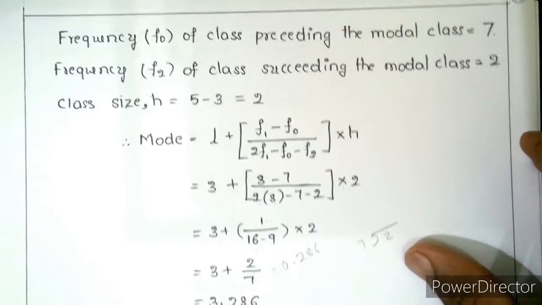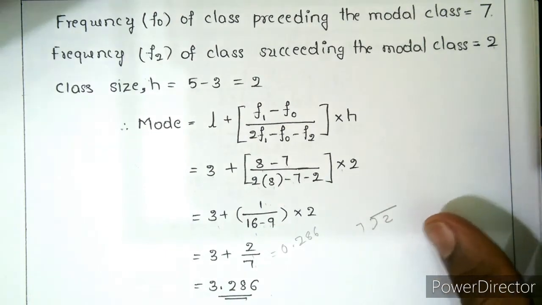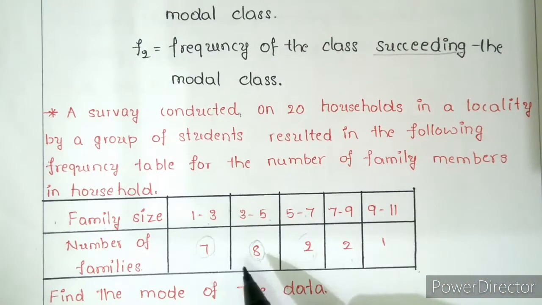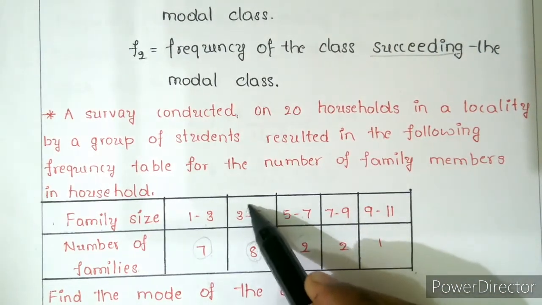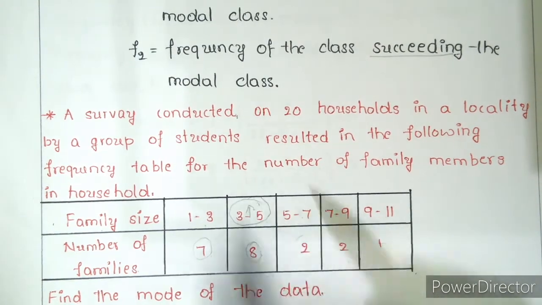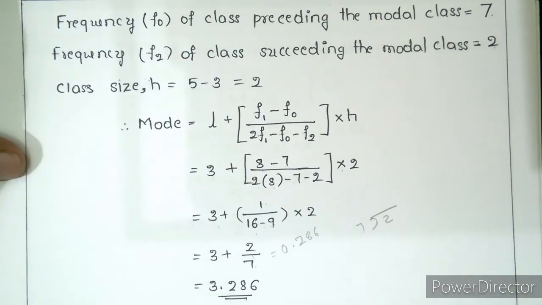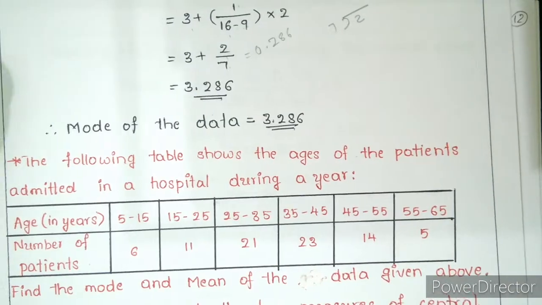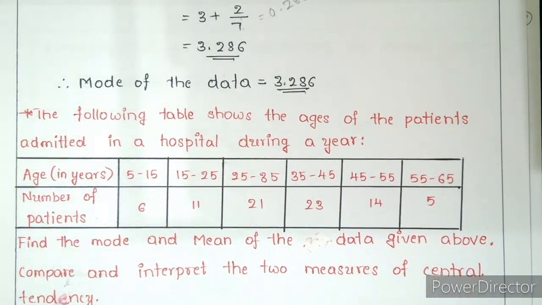0.286. So the answer is 3.286. So the answer is nearly in that class interval. The answer is 3.286. Next problem. The following table shows the ages of the patients admitted in a hospital during a year.